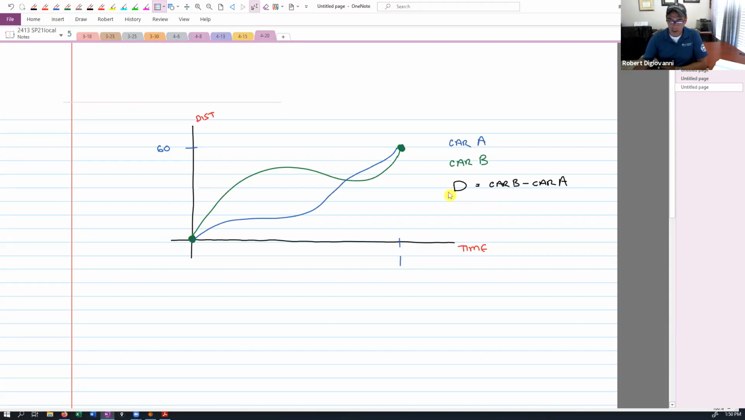So let's look at the beginning. At the beginning, what is the difference between their positions? 0. Nothing. So I'm going to plot 0. At the end of the trip, after 1 hour, what's the difference between their positions? 0. Nothing, right? 0.